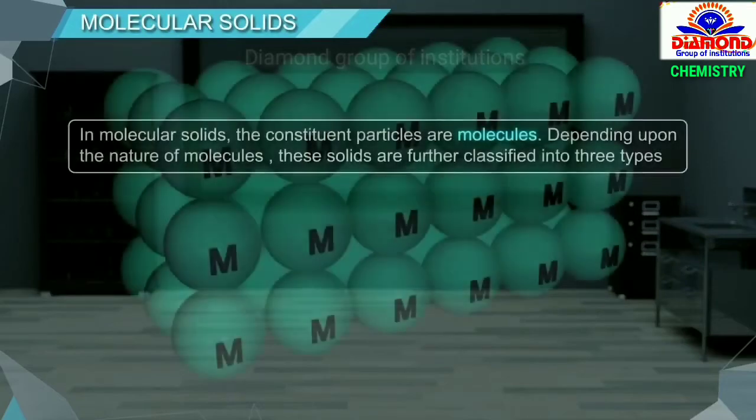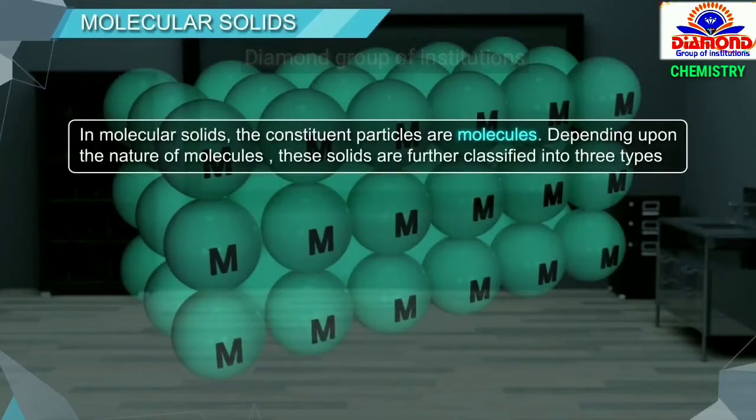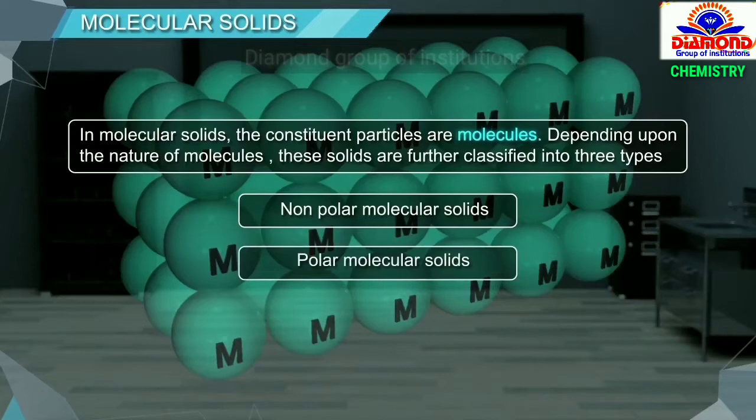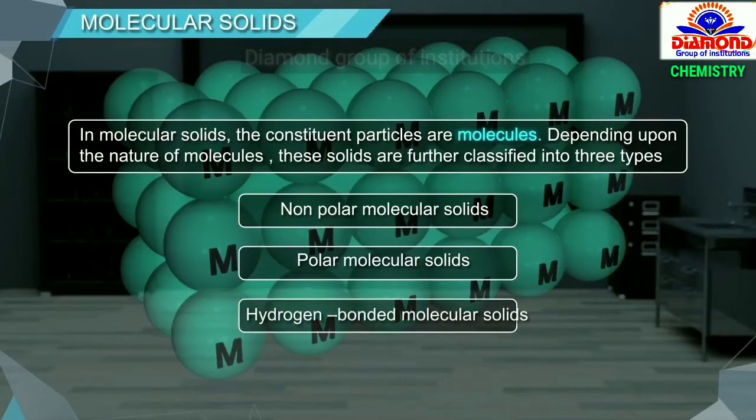In molecular solids, the constituent particles are molecules. Depending upon the nature of molecules, these solids are further classified into three types: nonpolar molecular solids, polar molecular solids, and hydrogen bonded molecular solids.